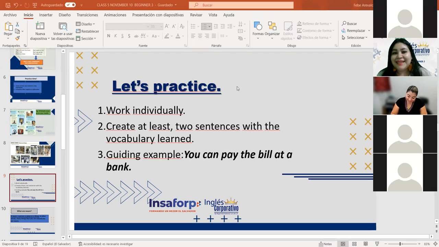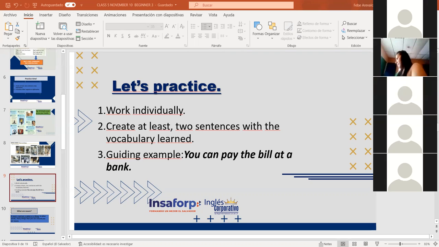Excellent. Let's see, Patricia, your sentences. You can buy some vitamins at the drugstore. You can buy a dress in a department store. That's correct, Patricia. Do you have another one? Only two. I can pay the... I don't know, say quota. Yeah, bill. It's the same. Es que los bills son todos los pagos. My education bill in the bank. All right. Excellent, Patricia. Very good. At a bank. Excellent. Somebody else who has finished?